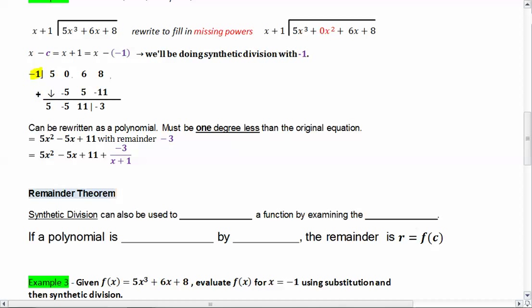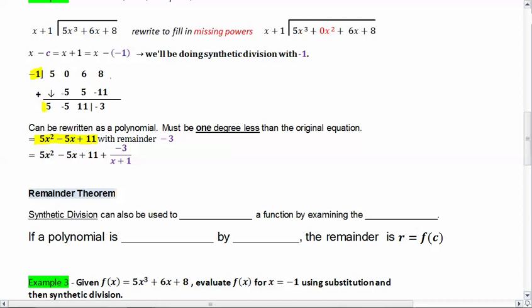So this can be written as a polynomial. It must be 1 degree less than the original equation, obviously, right? We had some x cubed divided by some x, so we're going to end up with an x squared. That's our very first term, 1 less than whatever we started with. And so we're going to write this as whatever we have on the bottom here.